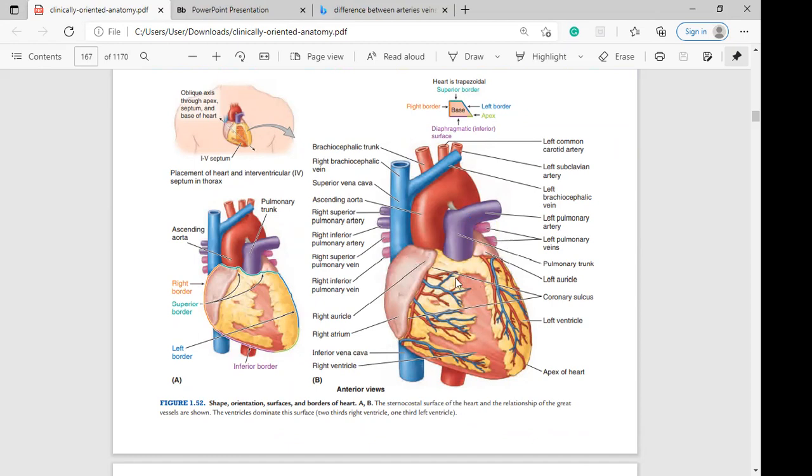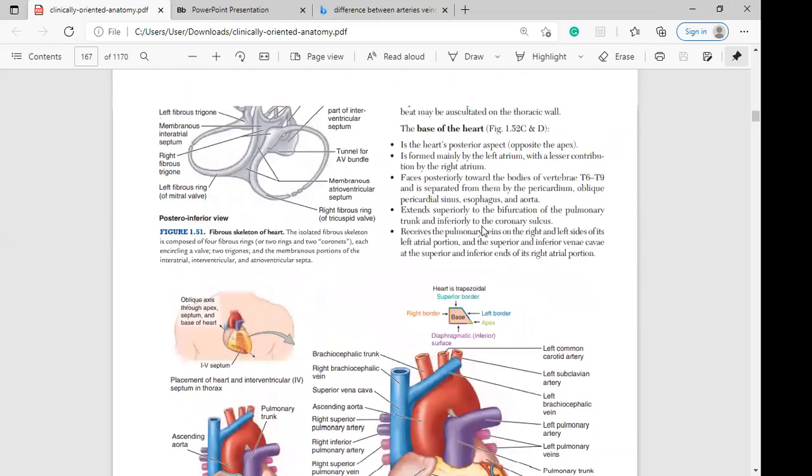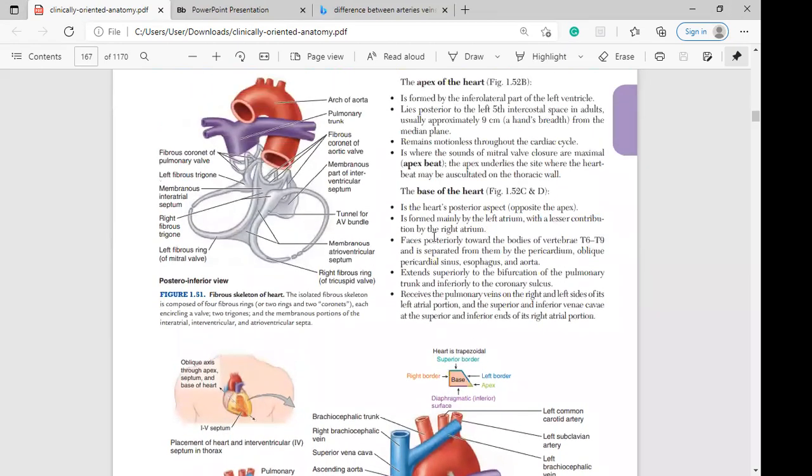So from here down like this to the back of the heart, to the posterior aspect of the heart, forms what we'll call the base of the heart. Now, the base of the heart faces posteriorly toward the body of the vertebra, the bone. Okay, so the base of the heart is facing the vertebra, T6 to T9. So the thoracic vertebra T6 to T9, you find the base of the heart within that region, and it is separated from them by the pericardium.